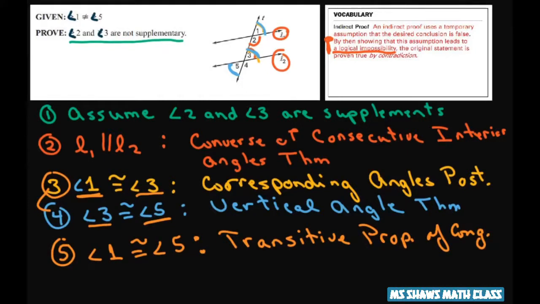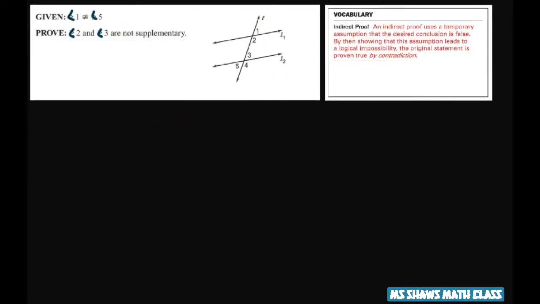All right, and then what we notice here is that this is what we wanted to do. It's showing that the original statement is proven true by contradiction, because what we have here contradicts our given. So we have for 6, or something, we could just say we showed that angle 1 is congruent to angle 5, but based off this, angle 1 is not congruent to angle 5.